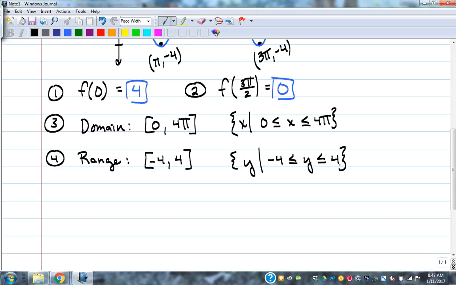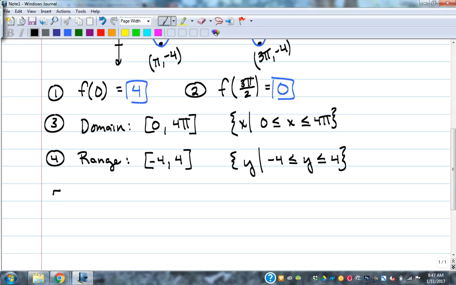Domain deals with the x's, range deals with the y's. That's the difference. Notation wise, they look the same. Other than that, domain in set notation is x, and then range is y. But in interval notation, they look very much the same.